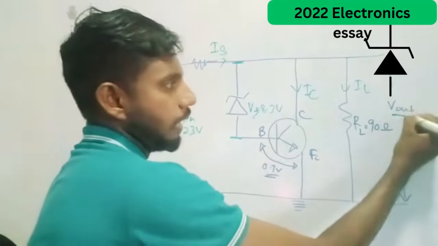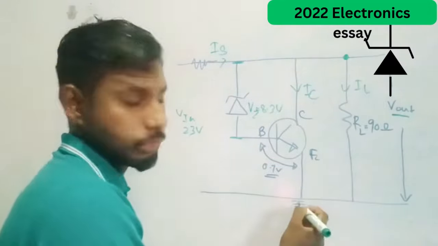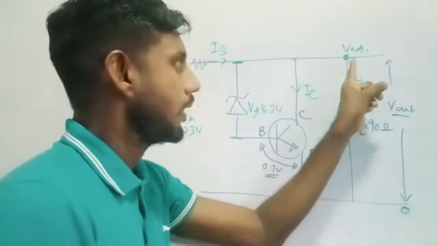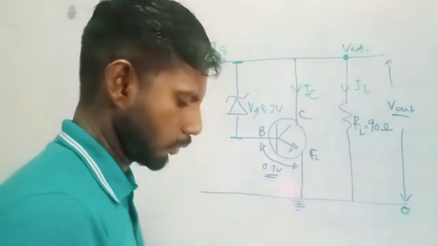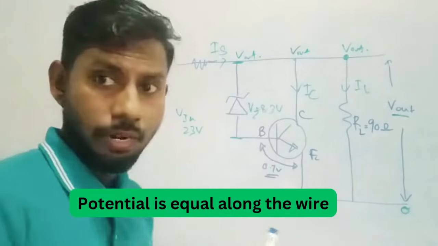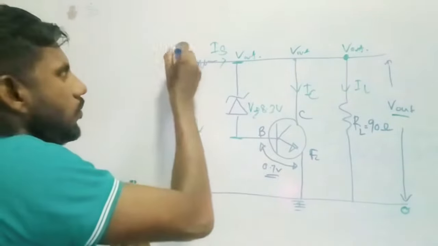So Vout is the potential here. Potential here is 0, so the potential difference is between 0 and Vout. So you can see, Vout is the potential here. It's connected by a wire, so the potential is the same, right? Here potential V, here also V. The same Vout potential we can see. Here we get 23 volt.